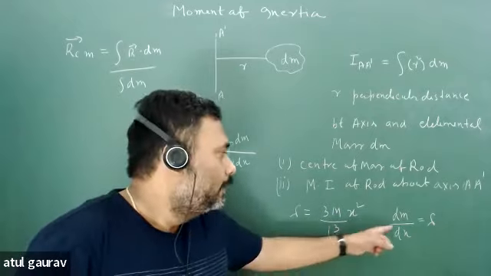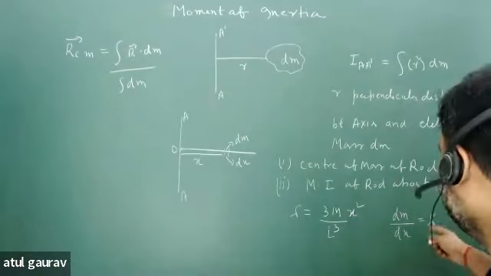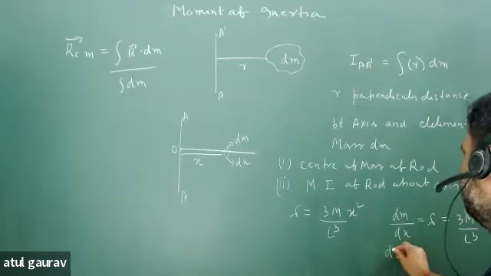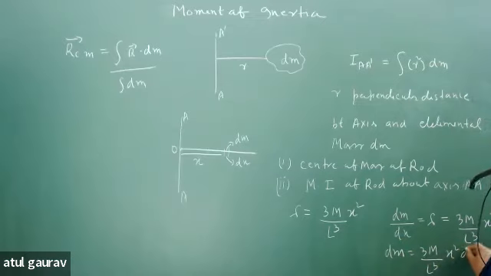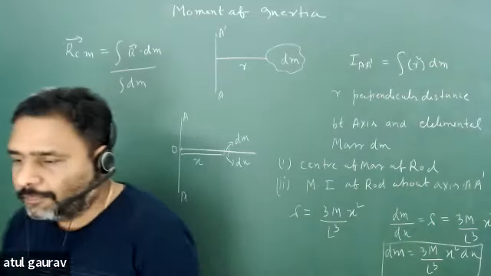But here this lambda is a function of x square. So I can write this lambda as 3m upon L cube x square. So what is my dm? My dm is nothing but 3m upon L cube x square dx. So easily we can write this dm in the form of dx.